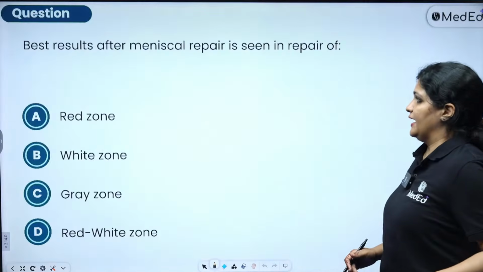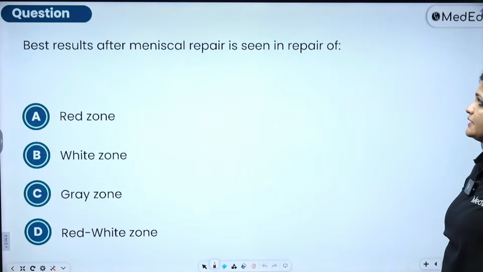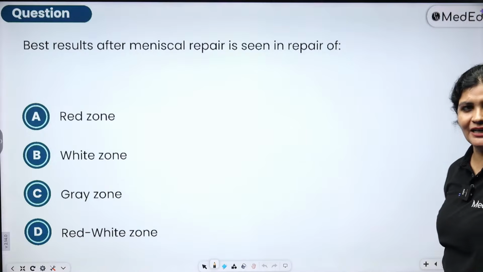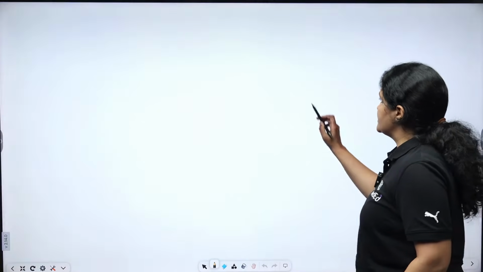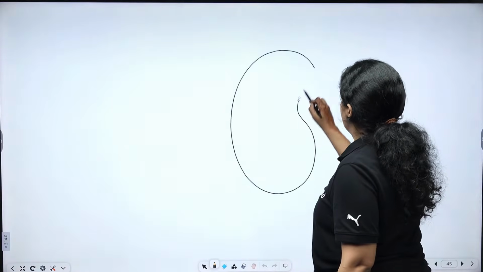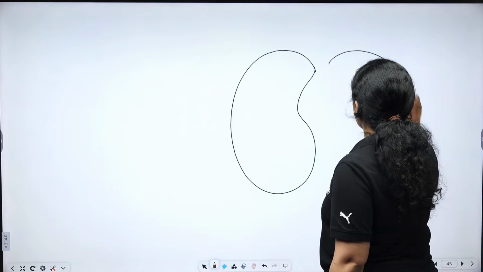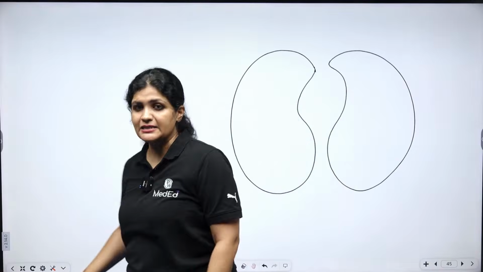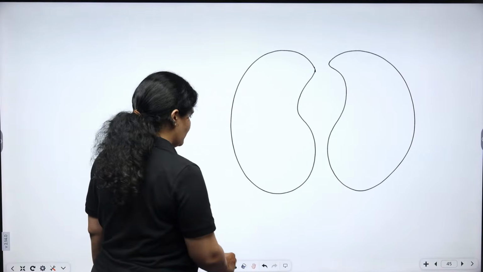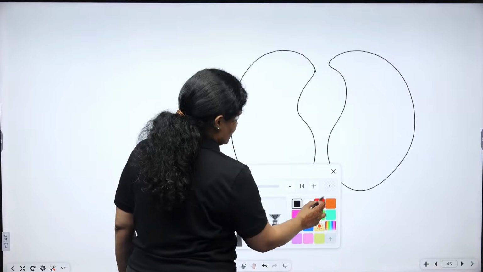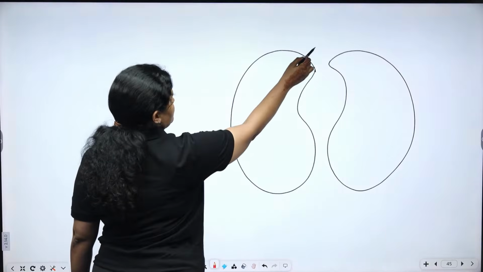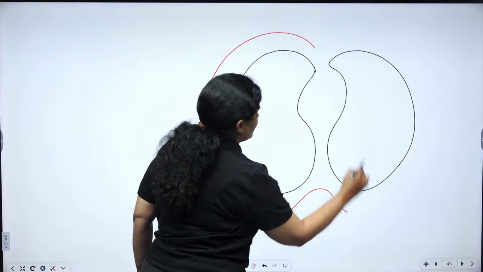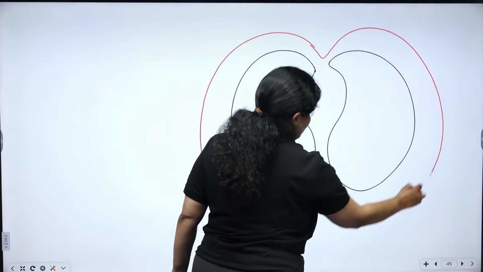Okay, next. Best results after meniscal repair is seen in repair of red zone, white zone, gray zone or red-white zone. So what could be the answer? For this you have to understand that there is a meniscus on both sides of the condyles, right? This is your meniscus, and these menisci act as cushioning substances on the tibial condyle. So this is your tibial condyle.